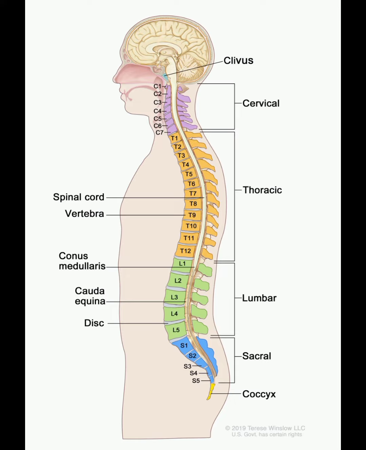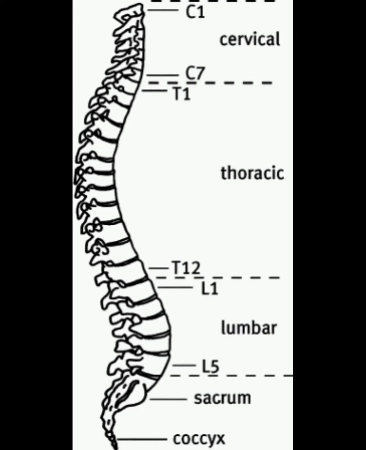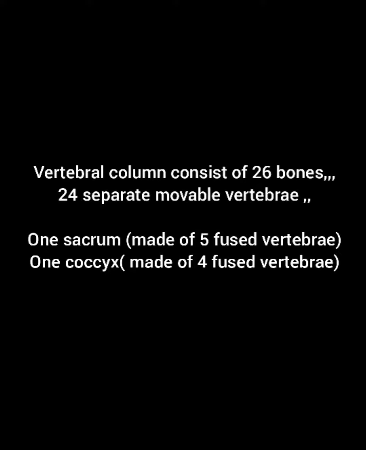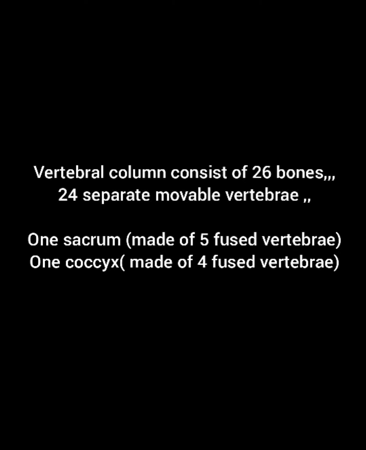Okay, so in the vertebral column there are 33 vertebrae. I mean the vertebral column is formed of 33 vertebrae in all. But one thing you all have to remember is that in terms of separate bones, the vertebral column consists of 26 bones.